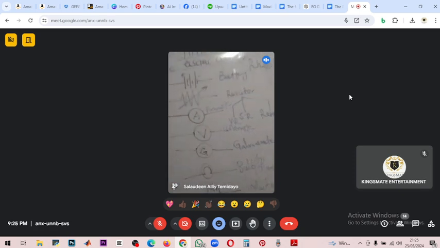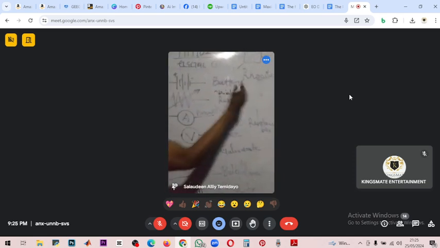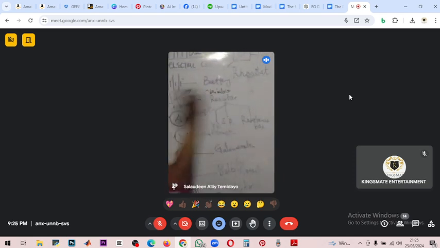V is voltmeter. This is the variable resistor. Yeah, variable resistor.